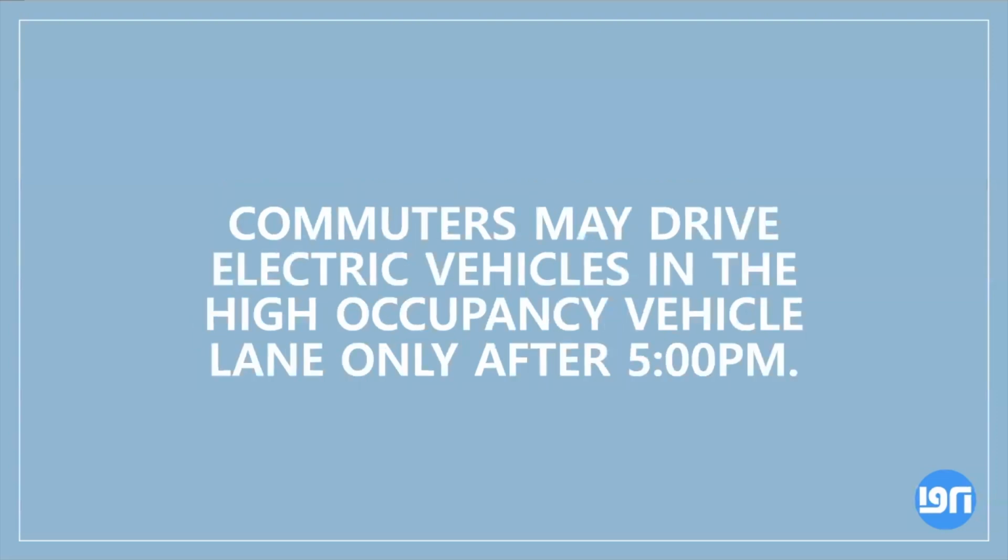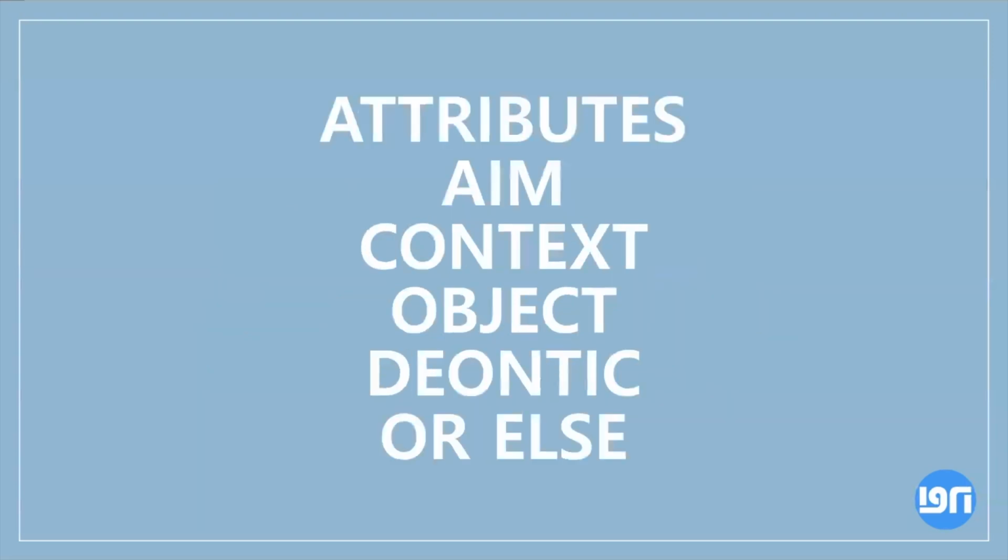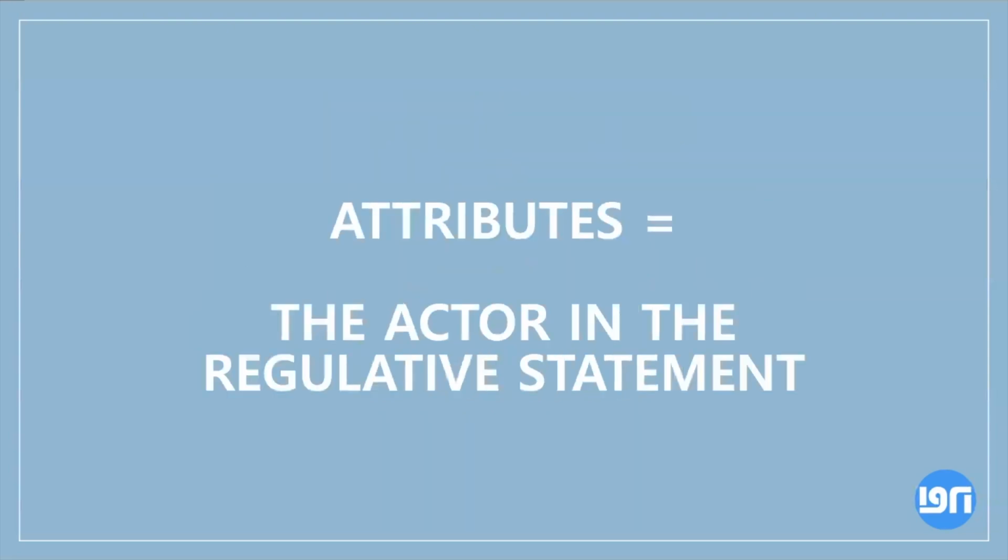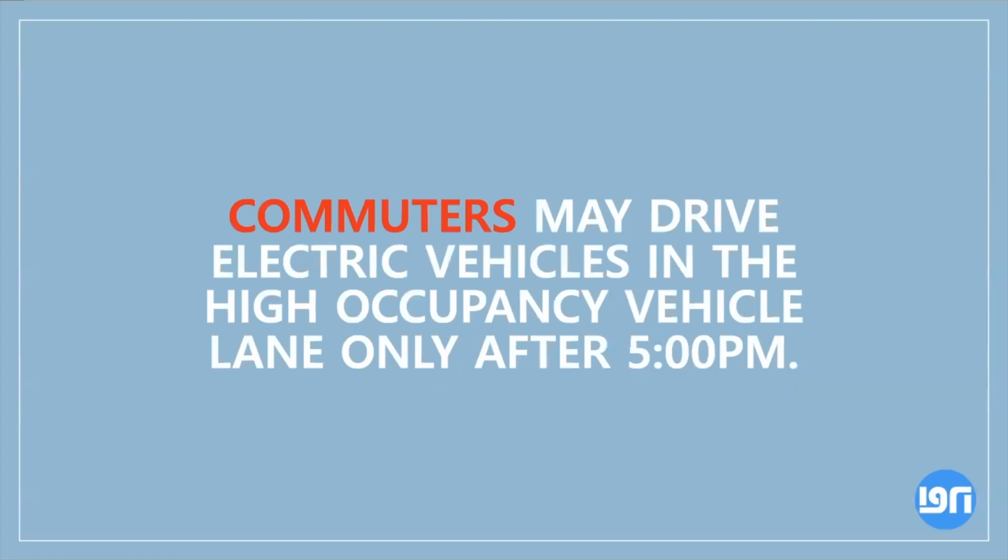Commuters may drive electric vehicles in the high occupancy vehicle lane only after 5 p.m. Regulative statements have 6 components: attributes, aim, context, object, deontic, and or else. The attributes component identifies the actor in the regulative statement. In other words, the actor that is doing or not doing something. In our example, the attributes is the commuters.